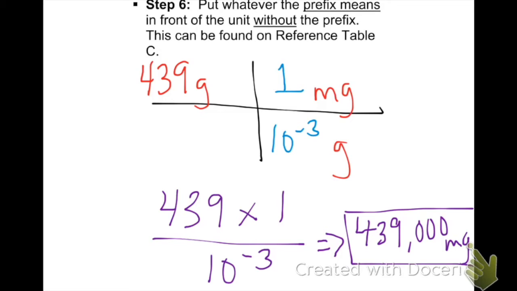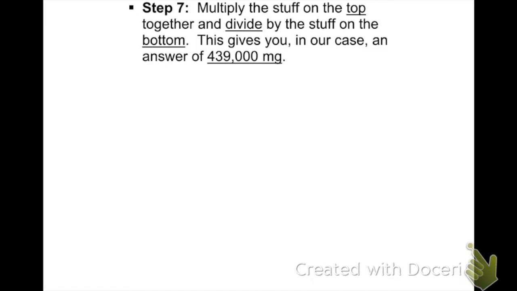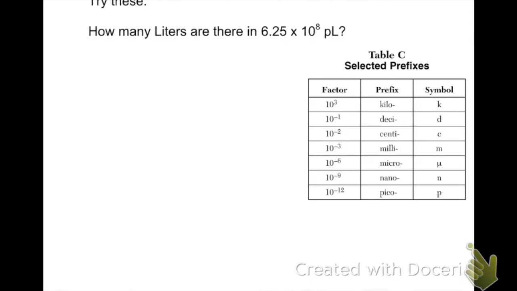Well, it better make sense because milligrams are a smaller unit than grams, so you're going to need more of them to make up the same value. So yes, it most certainly makes sense. See, we multiplied the stuff on the top and then divided by the stuff on the bottom. In our case, we got 439,000 milligrams. So now we're going to do a couple more examples.